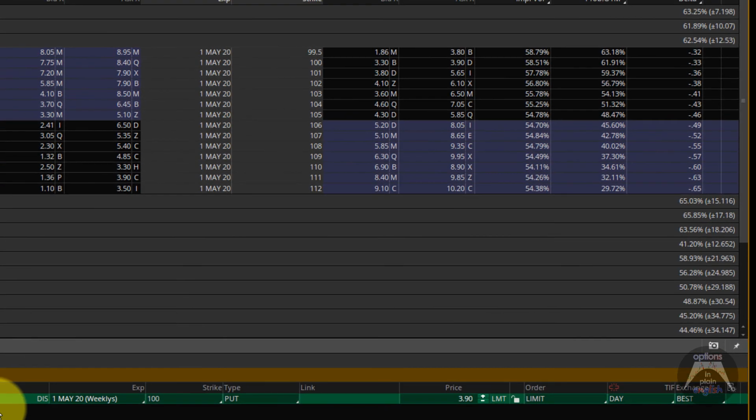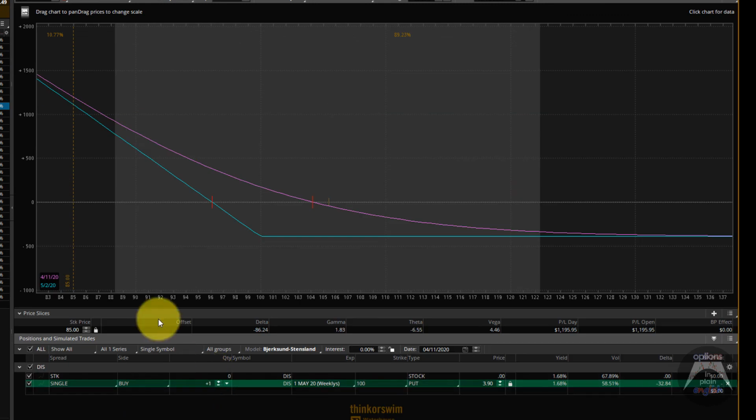So now let's analyze it. So I was saying before, we're using Thinkorswim's Analyze tab, and we're going to analyze what this trade is all about. So we have the $100 strike price, the put. This light blue line is going to be the price at expiration, and this purple line is going to be the price right now.